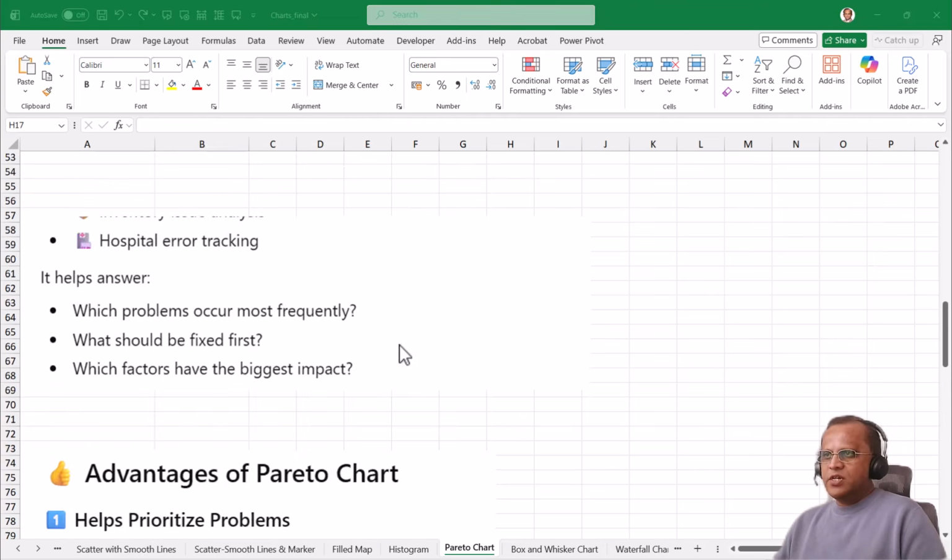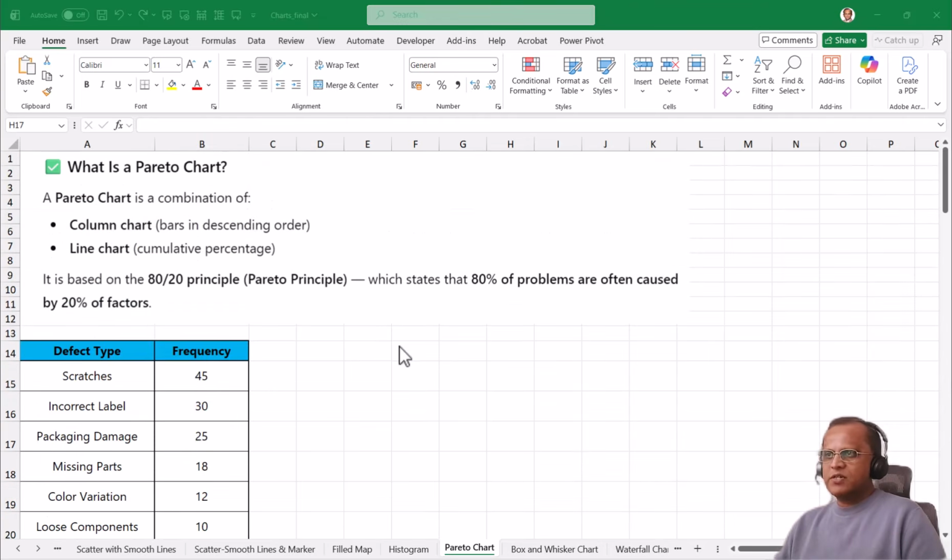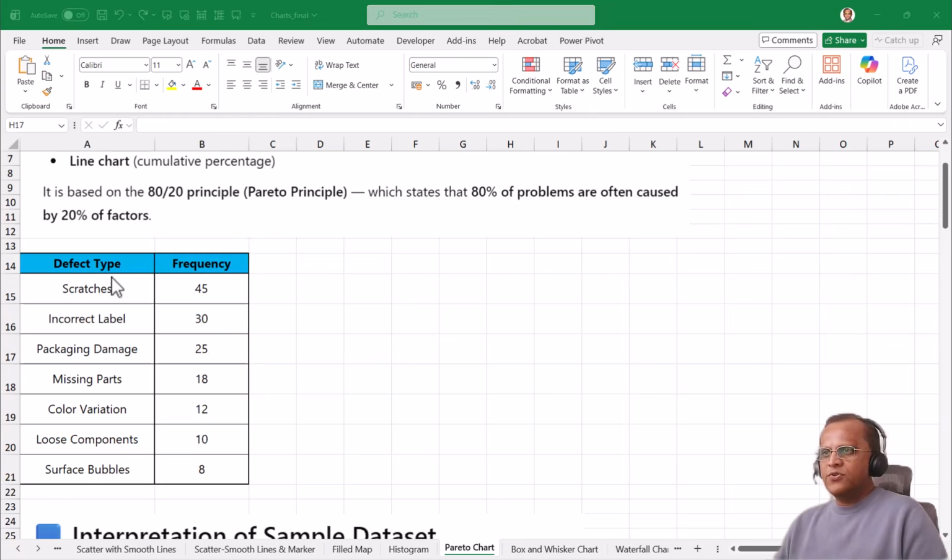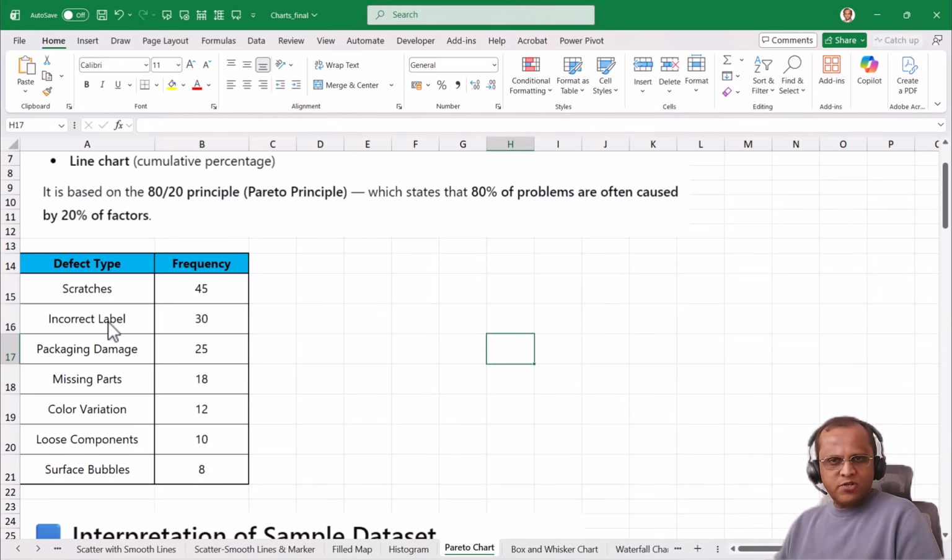Now after seeing all this information, let us create our Pareto chart. Here we have the different defect types, and we have their frequency, that is how many times each defect has occurred. We have defect types like scratches, incorrect label, packaging damage, missing parts, color variation, loose components, and surface bubbles. If we want to create a Pareto chart, it is very simple.